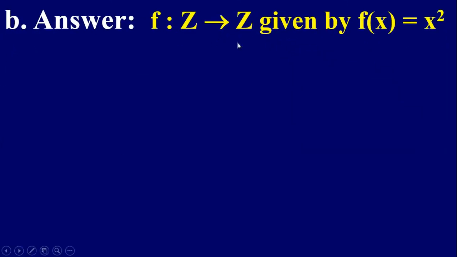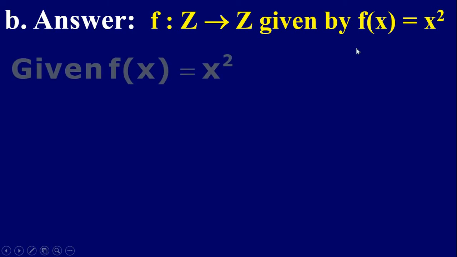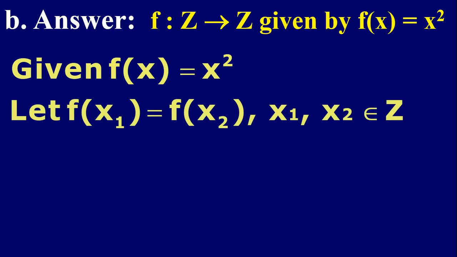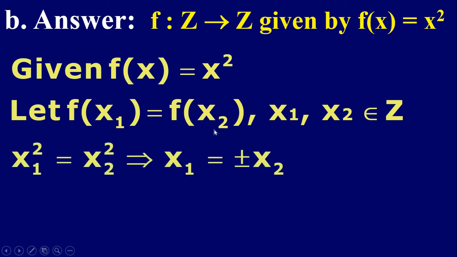The next problem, f from Z to Z given by f(x) = x squared. Now here it is given f(x) = x squared. We verify whether it is 1-1. We take f(x1) = f(x2), where x1, x2 belong to Z. Here it is given f(x) = x squared, therefore f(x1) = x1 squared and f(x2) is x2 squared.